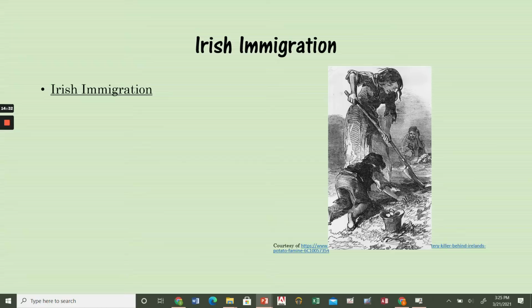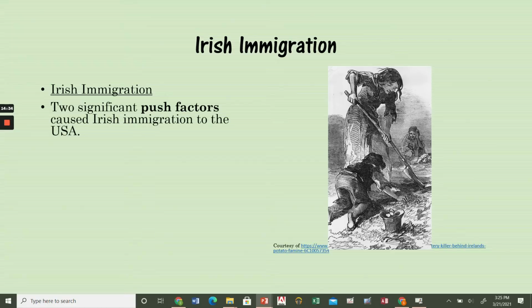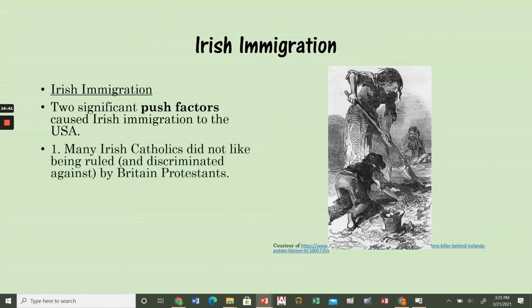All right, the Irish immigration. There were two significant push factors that caused Irish immigration to America. One, many Irish Catholics did not like being ruled and discriminated against by British Protestants. Remember, Protestants, they're Christians, but they don't answer to the Pope. They're not part of the Catholic wing of Christianity.